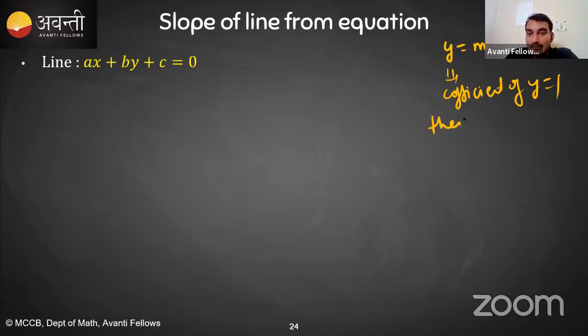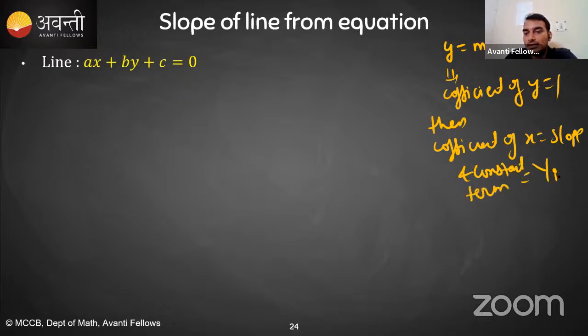So then, coefficient of x will give the slope and constant term will give the y intercept. Yes or no? If I make my coefficient of y equal to 1, then y is equal to mx plus c, and the coefficient of x will give me the slope and the constant term will give me the y intercept. Simple. So again, let's do this here.